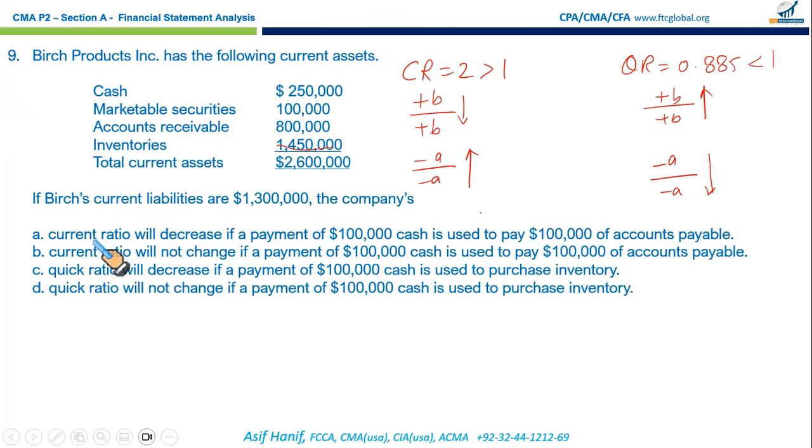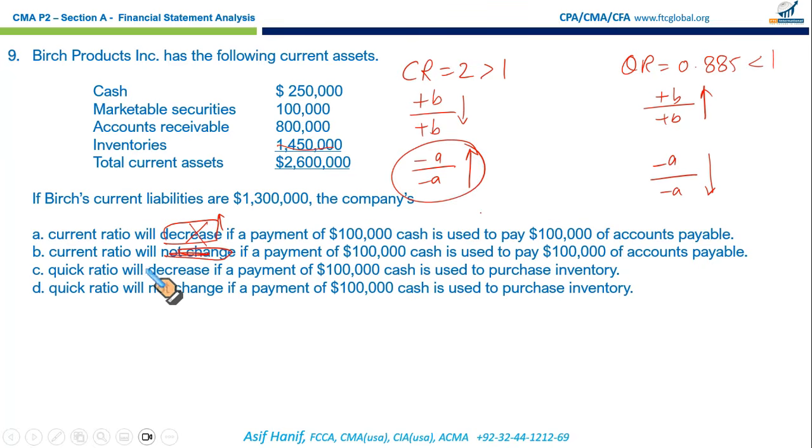So in case of the current ratio will decrease if the payment of 100,000 cash is used to pay 100,000 of accounts payable. See, this part is applicable. Reduction of the same amount from numerator and denominator will cause the ratio to improve, not decrease. This is wrong. It would increase rather. B. Current ratio will not change if a payment of 100,000 cash is used to pay 100,000 of accounts payable. Wrong. It will increase.